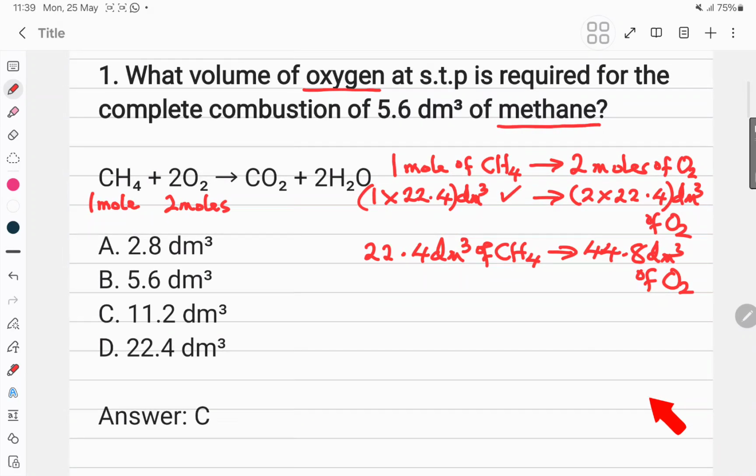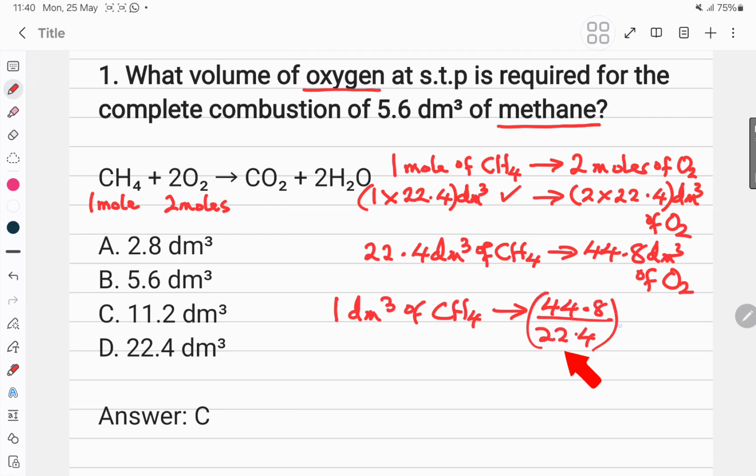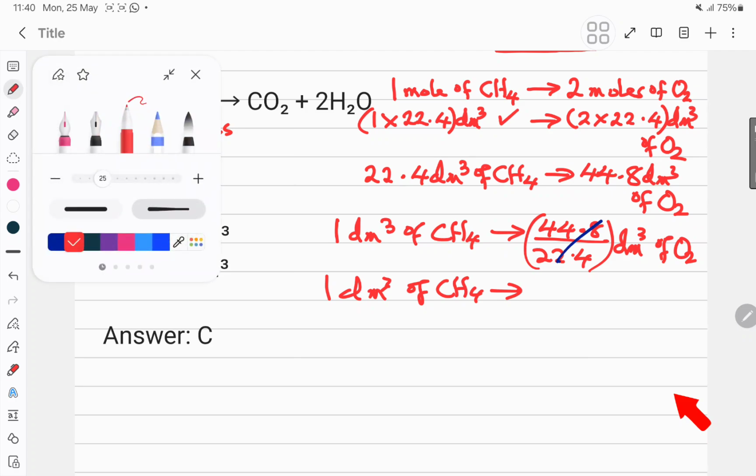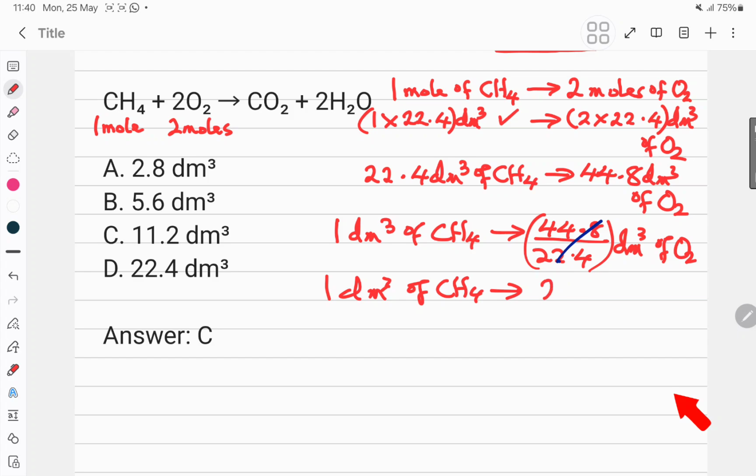Then what do you do next? You now bring this down to 1 dm cube. So 1 dm cube of methane will require 44.8 divided by 22.4 dm cube of oxygen for combustion. When you divide this volume correctly, we are going to have 2. So 1 dm cube of methane will require 2 dm cube of oxygen at STP.